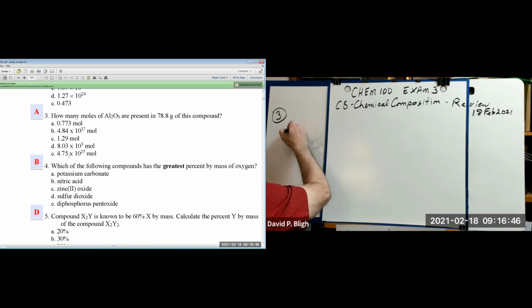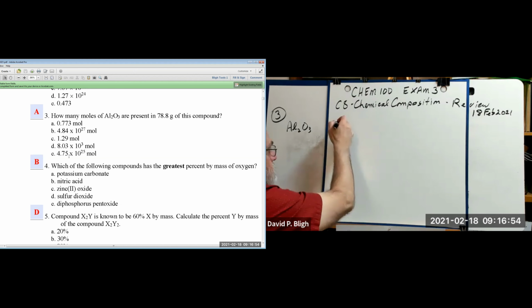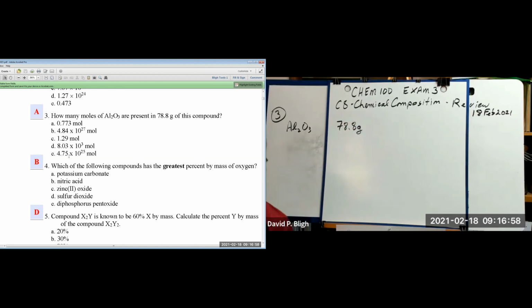So we got this compound, Al2O3, and we have 78.8 grams of it. So what's the question? How many moles? We want to know moles of this. Okay? It's simple enough. But I want to add a twist. What is that compound? Name it.